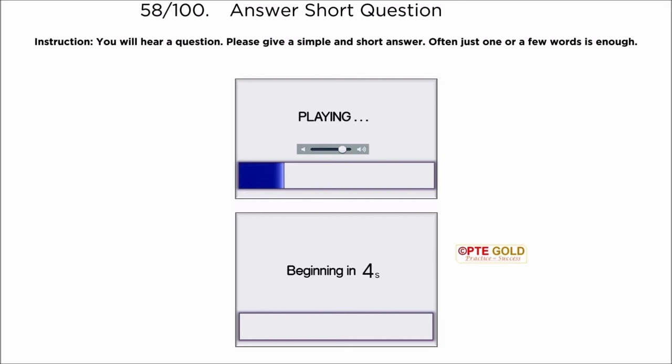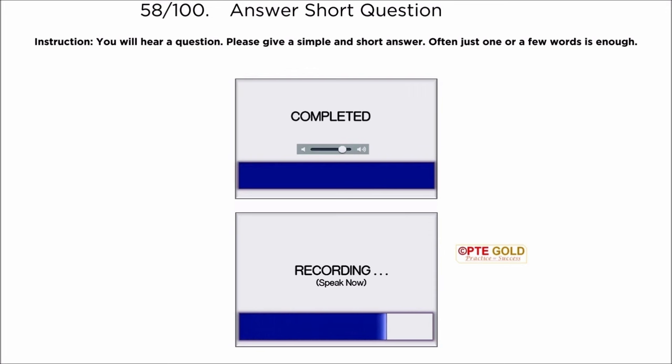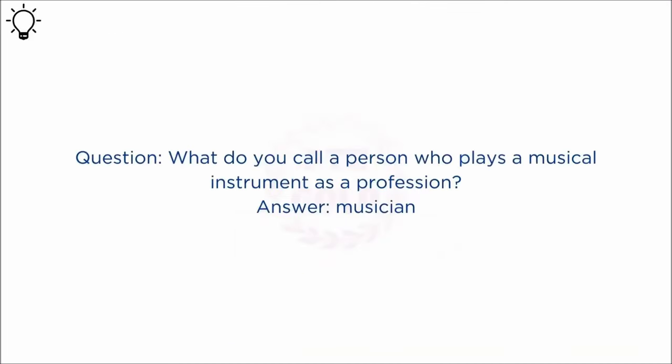What do you call a person who plays a musical instrument as a profession? Musician.